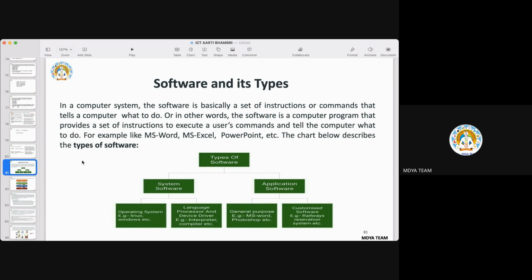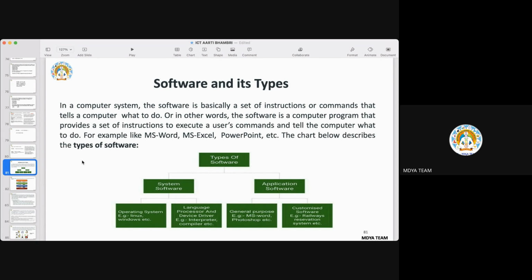It may be a single person, it may be an organization, it may be a large institution, or you can say the financial sector, educational sector, any sector, or health sector. They have their own need. So accordingly, the softwares are made. So it tells the computer what to do, right? For example, there are some application software, MS Word, Excel, PowerPoint. So depending upon the need of a particular person, these softwares are installed and executed by the user, and a particular result can be obtained from the computer system.